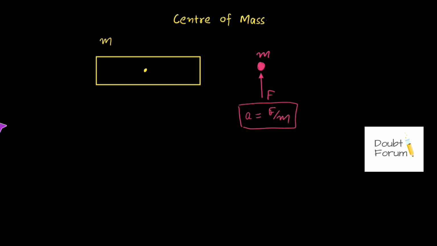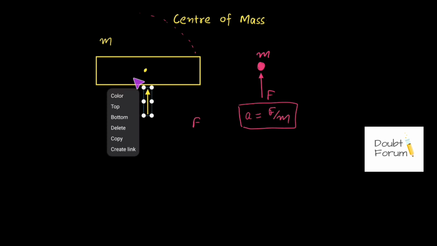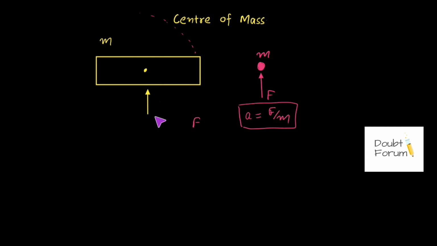But what will happen if we apply the same force on this rectangle? If we apply the force F on one end of this rectangle, instead of accelerating in the direction of force, this object will start rotating about an axis, and that axis would be the axis of center of mass. And if we want to accelerate this object in the direction of this force, we need to apply the force F on the center of mass of this object. And if we apply the force F on the center of mass, then only this object will accelerate in the direction of force applied.